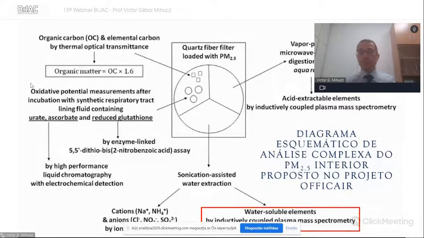So it means that we had to switch the strategy, to switch to this water extraction. We performed it with sonication. The advantage is that the cations and anions can be determined, and from the same sample, also the elements by ICP-MS. We still kept the oxidative potential. We could also keep the thermal optical transmittance measurements in order to evaluate the organic matter content, and then to see what information can be obtained.